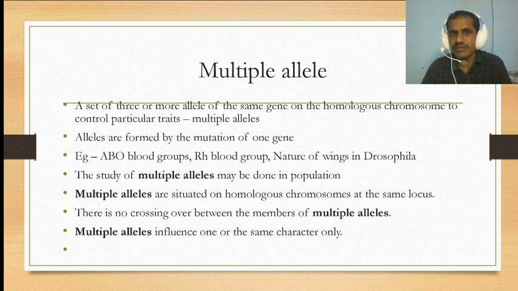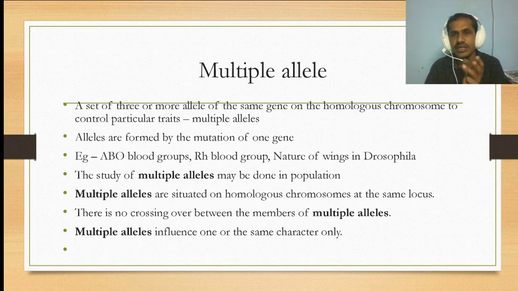The study of multiple alleles may be done in a population, not in individuals. Multiple alleles are always situated on the homologous chromosome at the same locus. There is no crossing over between the members of multiple alleles. Multiple alleles influence one and the same character only.